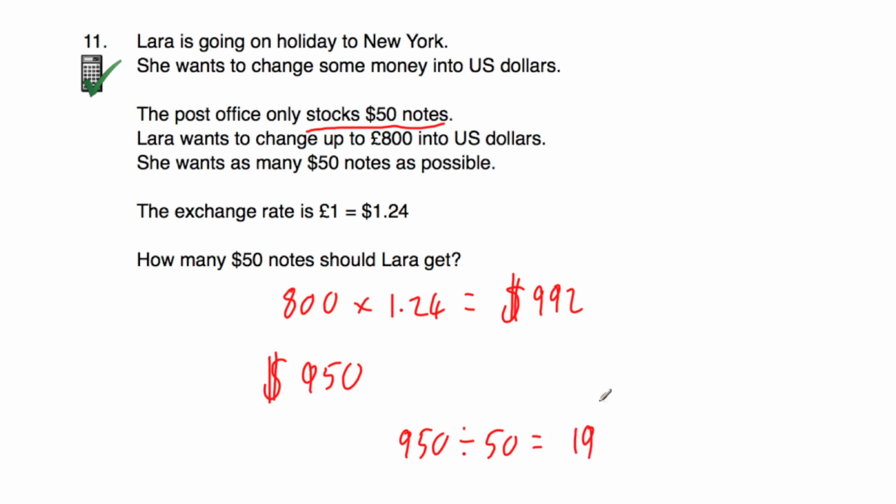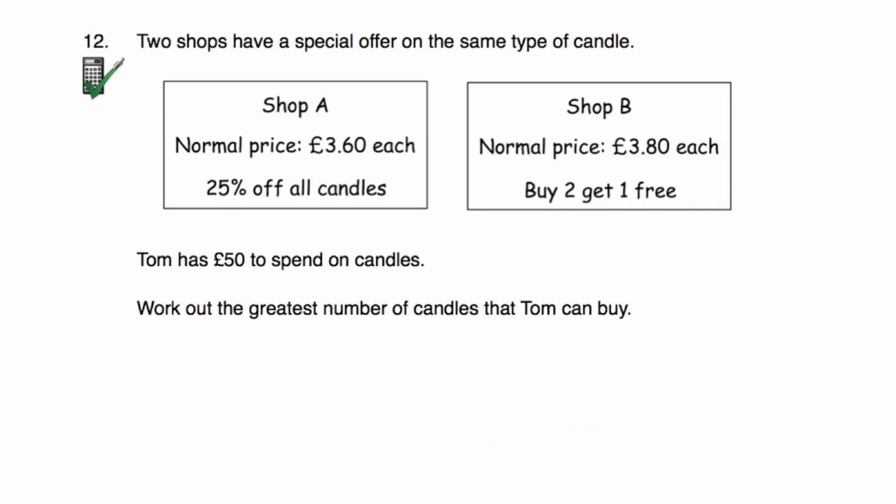So if she went into this post office and said, I want to change £800 into dollars, the most she could receive is $992. The post office would say, well, we can't do that. We can only give you up to $950. Then they would count out those bills, 50, 100, 150, 200, 250, and so on, and that would be 19 of those $50 bills. That's how many she could receive. How many $50 notes could she receive? The answer would be 19. Okay, let's have a look at our last question, question number 12.